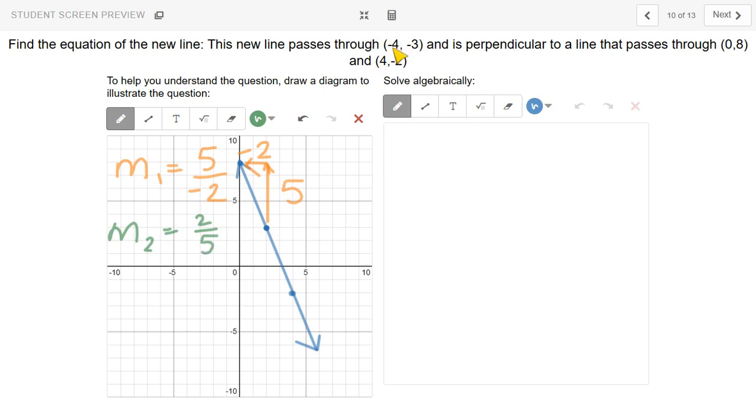Now, the new line, we know that the line passes through -4 and -3. And then I'm going to count the number of steps. So rise of 2, run of 5. I've got 3 points.